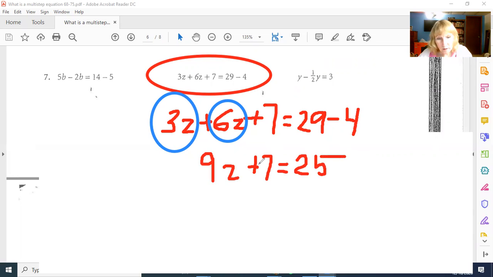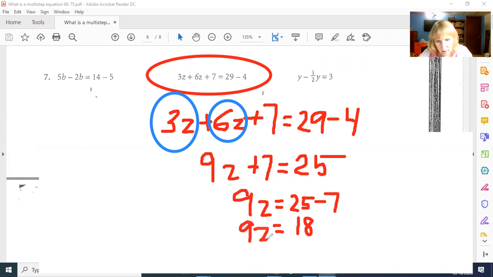And then I have an added 7, so I want to subtract 7 from both sides. If I do that, I'll be left with 9z equals 25 minus 7. What's 25 minus 7? 18, right? Actually cheated. I used my fingers on that one a little bit. Just do a quick mental analysis there. So 9z equals 18.